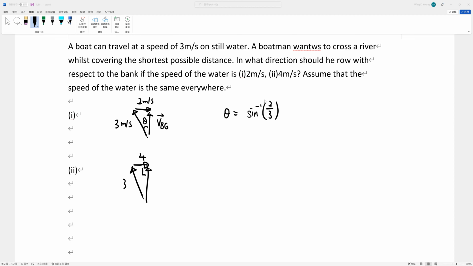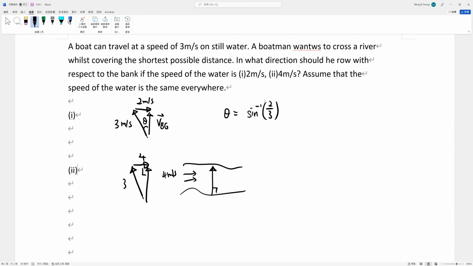If the answer is no, that means the boat cannot move vertically to the bank. So let's say this is a river. If the water speed is 4 meters per second, the boat cannot just cross the river vertically.